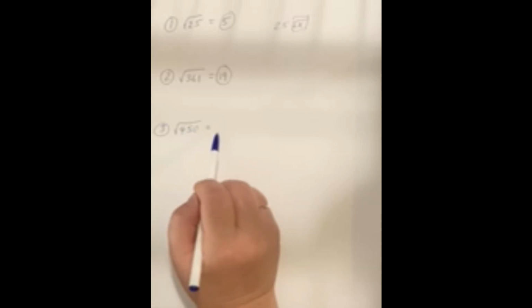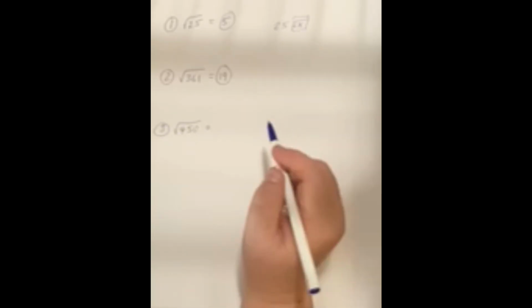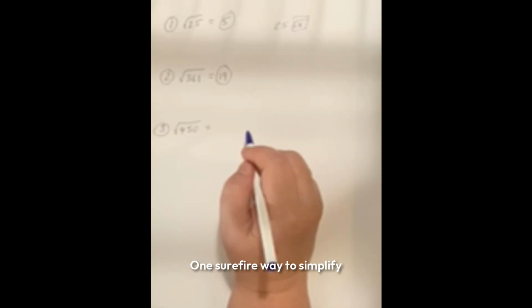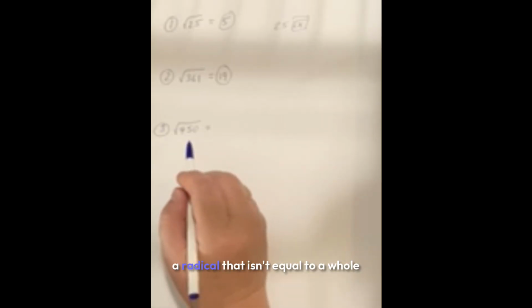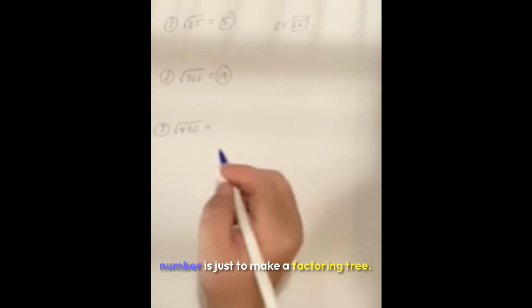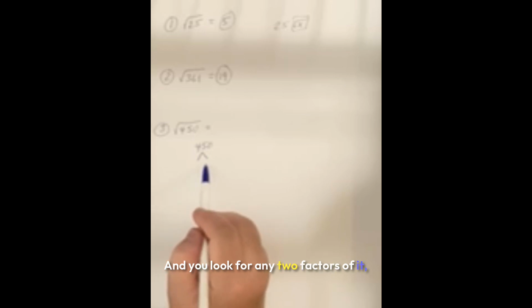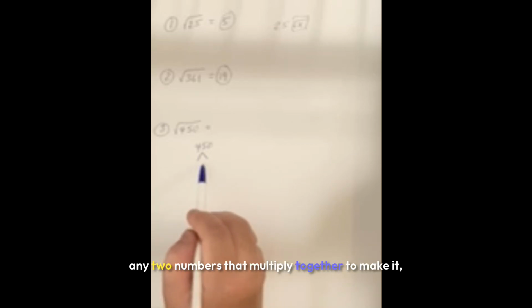Sometimes, however, when you go to take the square root of a number, you don't get a whole number. You get a decimal, and that decimal doesn't terminate, and it doesn't repeat either. It just goes on forever with no pattern of repetition, and it never stops. So we call that an irrational number. One surefire way to simplify a radical that isn't equal to a whole number is just to make a factoring tree. So you take that number underneath it, and you look for any two factors of it, any two numbers that multiply together to make it, besides itself and 1.